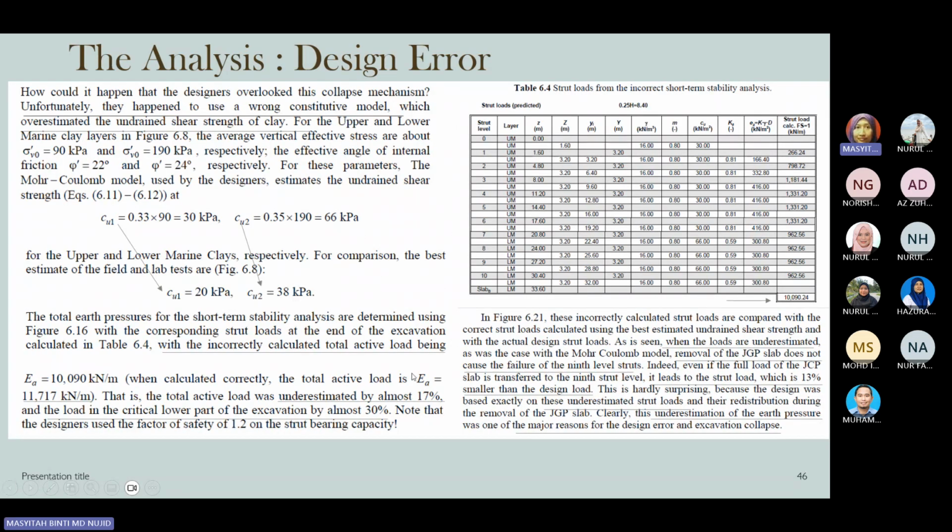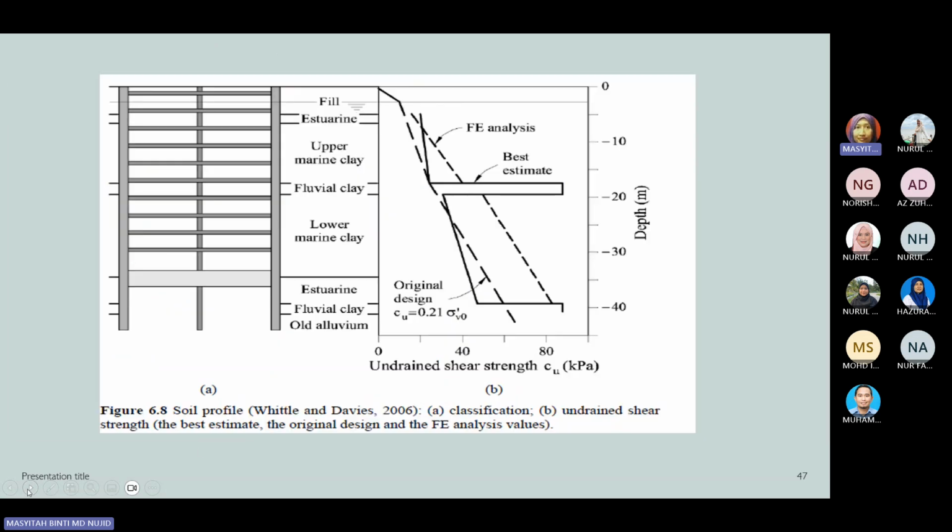And not to forget here, if you look at the effect of the JGP, when the loads are underestimated, as seen from the Mohr-Coulomb model, the removal of the JGP slab does not cause the failure of the ninth level strut. So indeed, even if the full load of the JGP slab is transferred to the ninth strut, it leads to a strut load which is 13% smaller than the design loads. This is hardly surprising because the design was based exactly on these underestimated strut loads and their redistribution during the removal of the JGP slab. And it is true from the back analysis shown that the JGP does not have any effect on the failure.